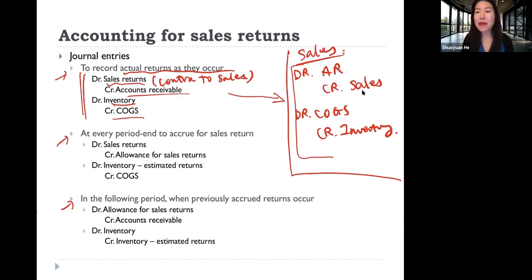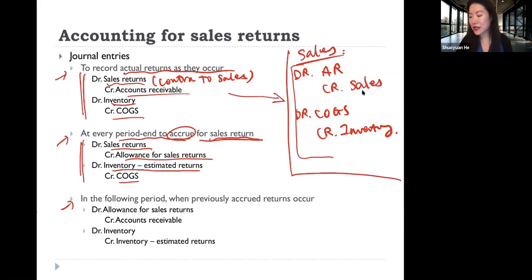In some other situations, I may give my customer a very long term to return their goods, but I need to close my books every period. So every period end, I need to make some adjusting entries to accrue for the possible sales return. Those possible future returns are associated with the sales I made in the current reporting period. That's why I need to accrue for any possible return in the current period as well. The journal entry I make is to debit sales return, credit allowance for sales return, debit inventory estimated return, credit cost of goods sold.